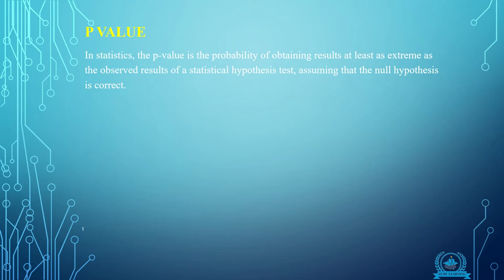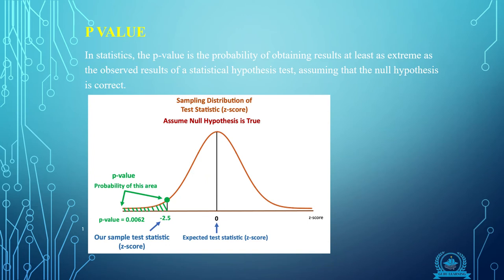Now, let's talk about the p-value. In statistics, the p-value is the probability of obtaining results at least as extreme as the observed result of a statistical hypothesis test, assuming that the null hypothesis is true. So what does this mean? It's quite confusing, right? So let's try to understand what this means in a practical sense.